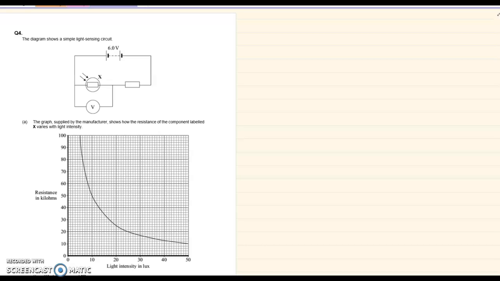Finally, the last question is quite challenging. You need to use values derived from the graph. Have a go at this question, and we'll go through the answers at the end.